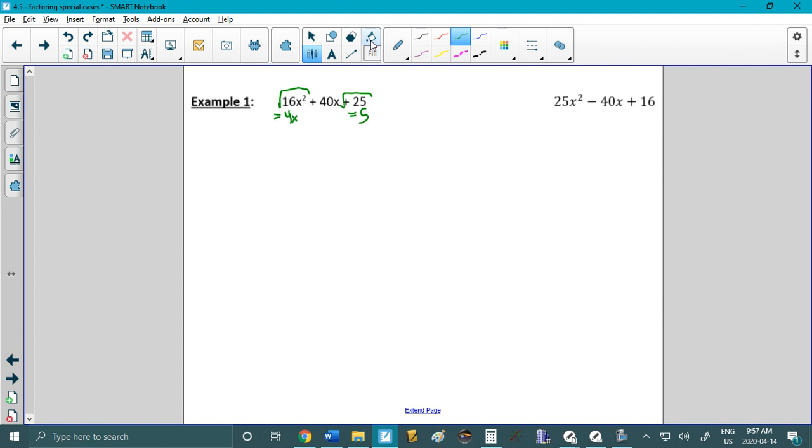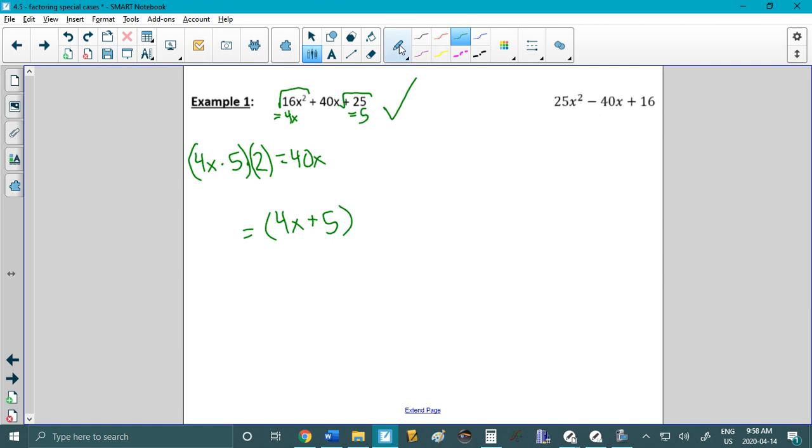But now I have to do a quick check. I do 4x times 5, and then I double it, so times 2. So 4x times 5 times 2. This is going to be 20x, this is going to be 40x. Now, it's there. Okay, so I did that, and it's the same as what's here, so that means, yes, this is a perfect squared trinomial. So to factor it, we do 4x, that's the square root of the first term, plus 5, that's the square root of the last term.